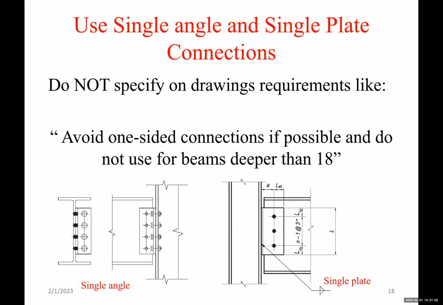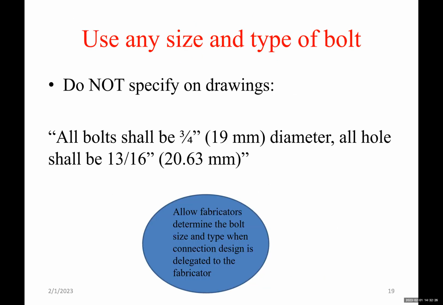But if that's not required, why do I need to limit the fabricator from using double angle connection? The fabricator can use single plate connection if it's enough for the reaction. The fabricator can use a single angle connection if it's enough. The fabricator can use a seat connection if it's enough and if it's easier for the reaction. Do not specify on the drawings: all bolts shall be 3/4 inch diameter, all holes shall be 13/16 inch. Okay, do not specify that.